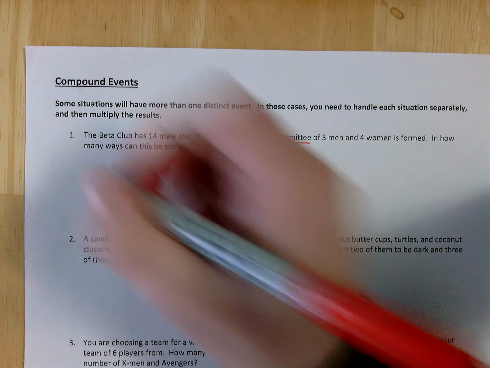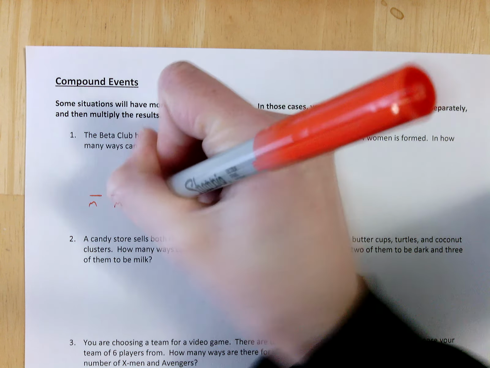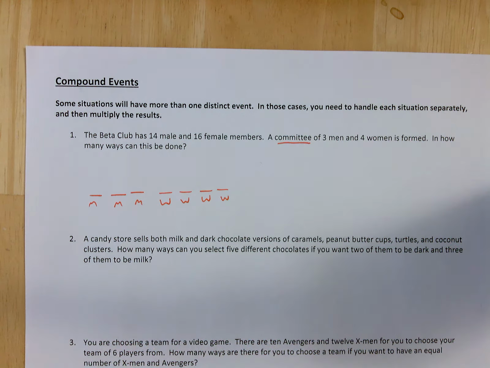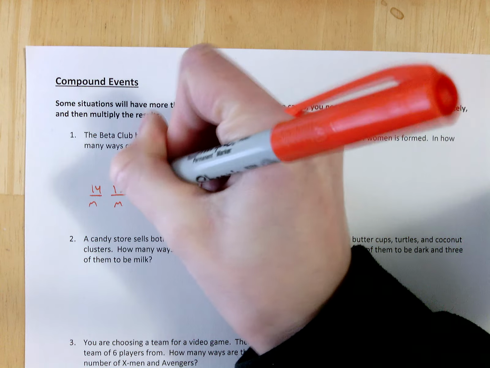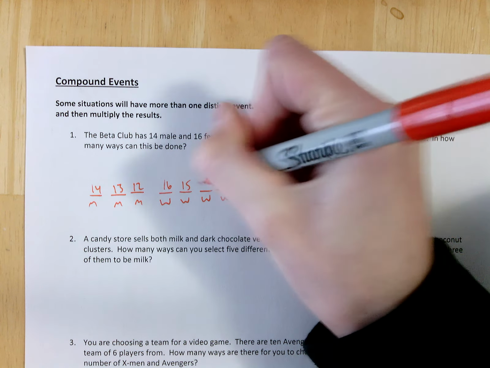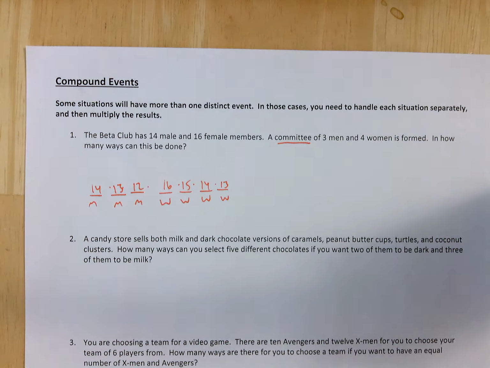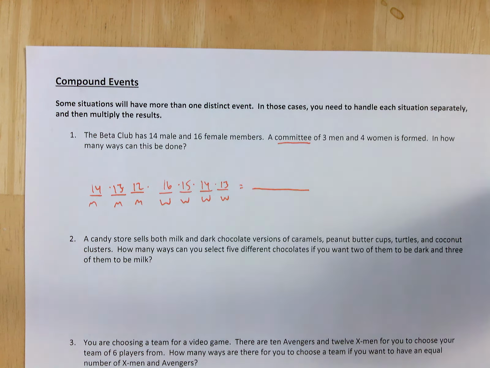So we're going to start setting this up just like normal. I'm choosing 3 men and then 4 women. Just like normal, I've got 14 choices for the first man and then 13 and then 12. And then for the women, I've got 16 choices and then 15, 14, 13, because every time you use a person and they join the committee, that's it. They can't join again. But now we have to deal with the fact that the order doesn't matter. So we multiply all this together.